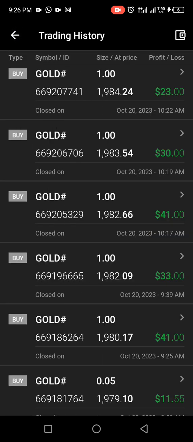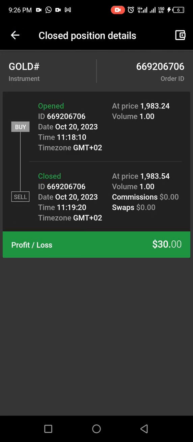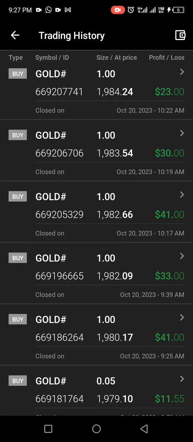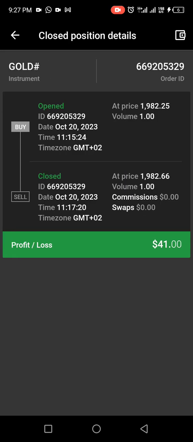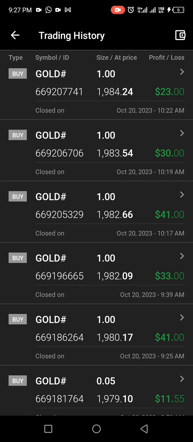Not just that, here I made $30. This is gold because I trade only gold. This is my order ID, this is when I created the order, and this is when I closed the order, with $30 profit. That is big money, brother. This one is $41 profit, still on gold. This is my order ID. You can see when I created the order and when I closed it, with a profit of $41. Just like that, I'm making free stress money.